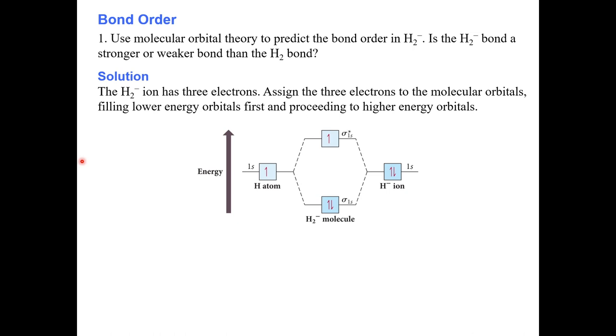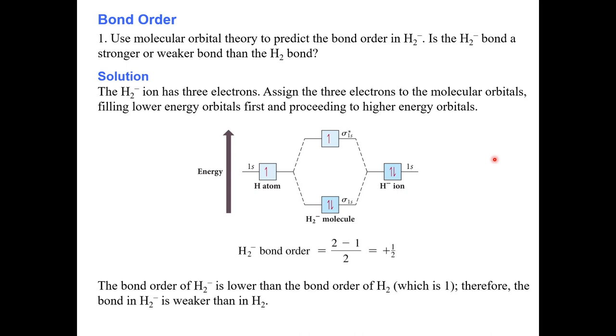Okay, so here's the diagram. We're working with one H atom and one H minus ion. This minus sign tells you that there is an extra electron somewhere, so you've got to make sure that you depict that on the atomic orbital side, either one of these. So we're working with three valence electrons. We fill our first two in the sigma 1s orbital, and then our third one in the sigma star 1s.